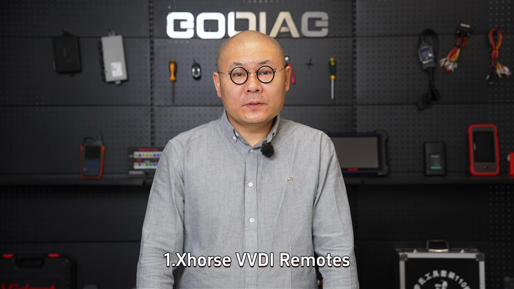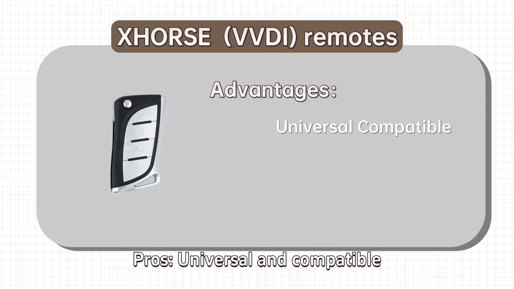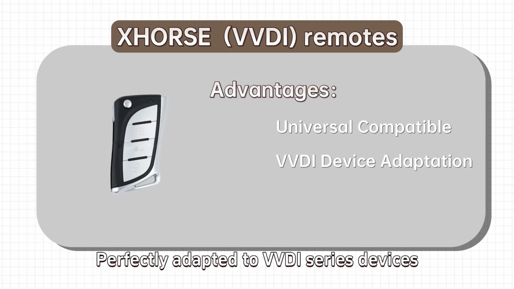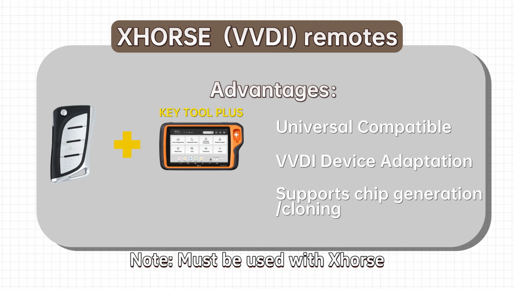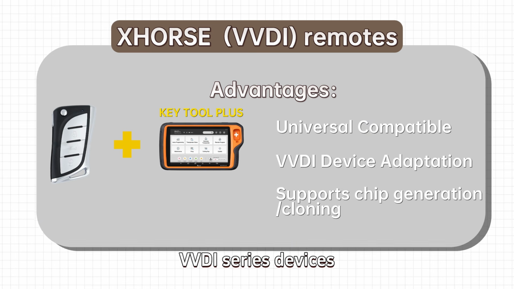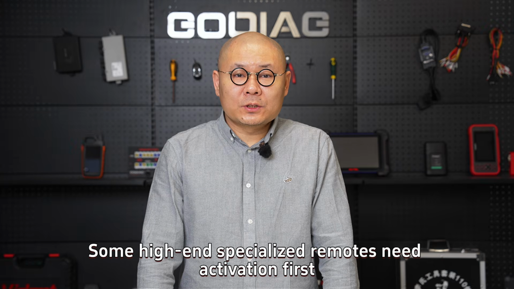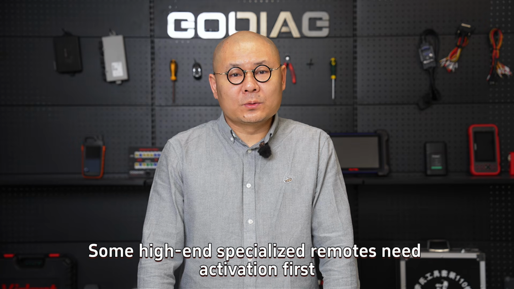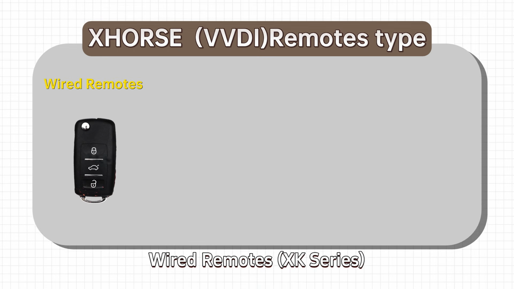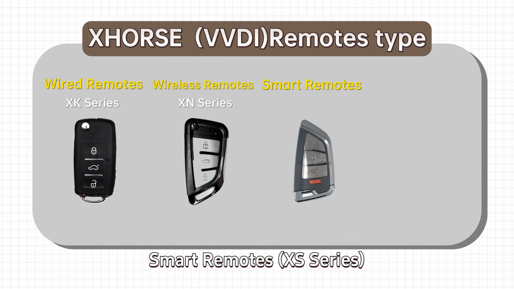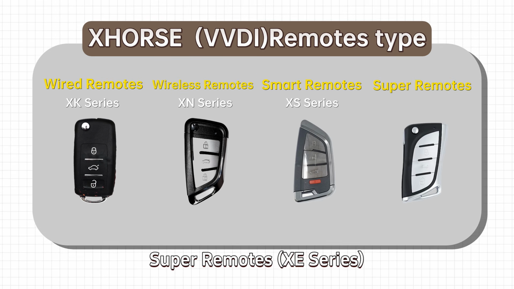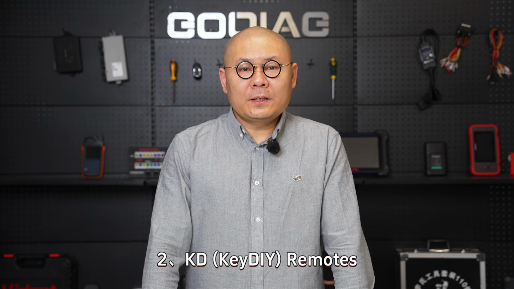Remote brands and models. 1. Xhorse VVDI remotes. Pros: universal and compatible. Perfectly adapted to VVDI series devices. Supports both chip generation and cloning modes. Note, must be used with Xhorse VVDI series devices. Some high-end specialized remotes need activation first. Types include wired remotes XK series, wireless remotes XN series, smart remotes XS series, super remotes XE series.